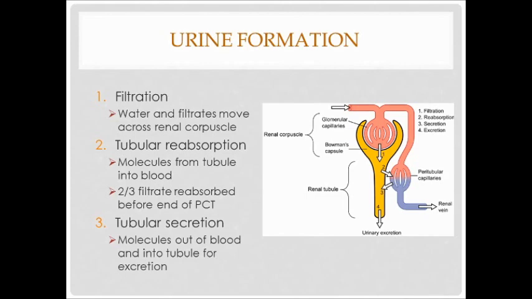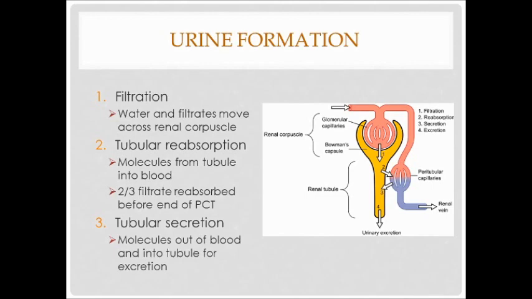So there are 3 steps to urine formation: filtration, tubular reabsorption, and tubular secretion. During filtration, the blood plasma is going to be filtered into water and filtrates that move across the renal corpuscle, so across the glomerulus and Bowman's capsule, and into the renal tubule, where tubular reabsorption is going to take place.